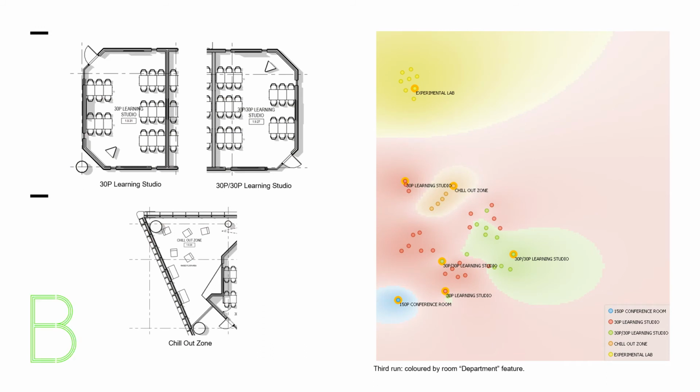On the right-hand side, we can see the chill-out zones form a distinctive cluster, while 30 people learning studios can be barely distinguished from double 30 people learning studios. This fits the geometrical observation of these rooms, that 30 people learning studios are similar, while the chill-out zones are distinctively different.